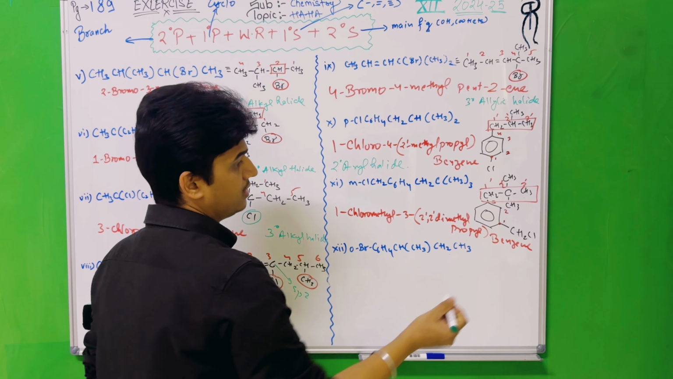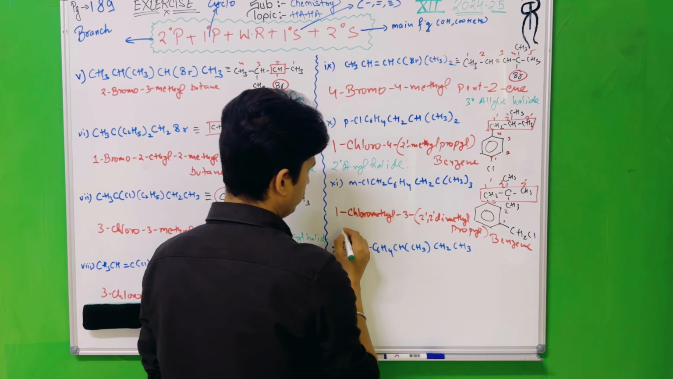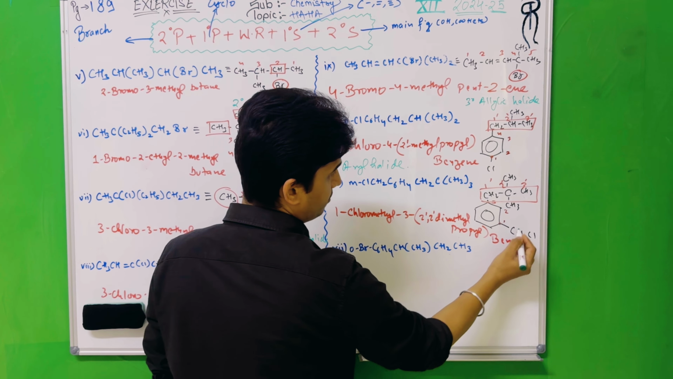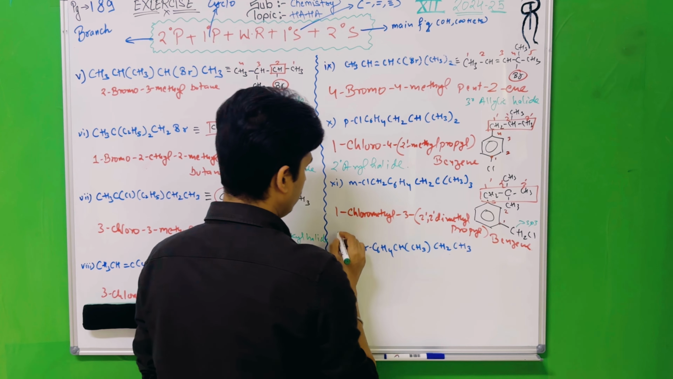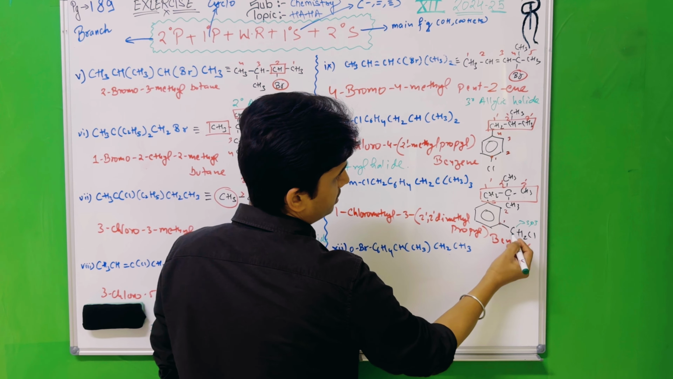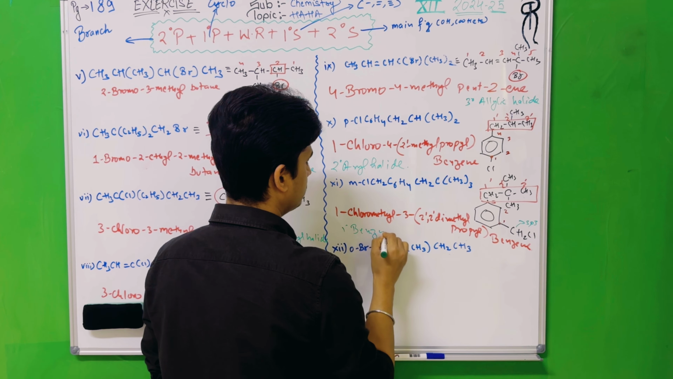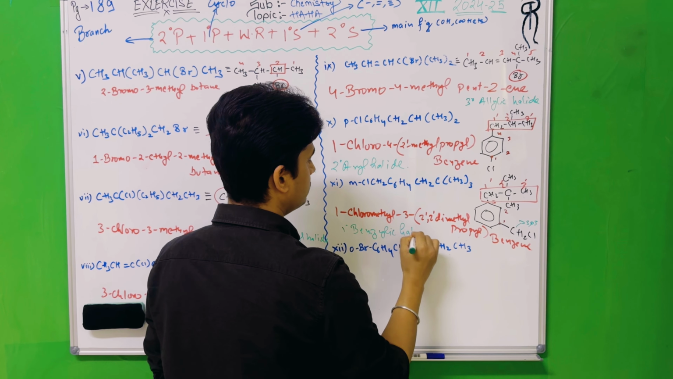Now what is the degree? The chlorine is attached to a carbon which is attached to a carbon having a double bond. So it is benzyl. This carbon is sp3. So how many degree is it? This chlorine is attached to this carbon, which is attached to only 1 carbon. So 1 degree benzylic halide.